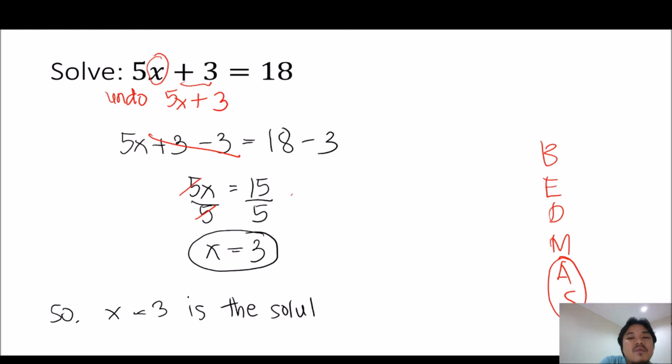So if you want to know if your answer is correct, all you have to do is to substitute 3 to x in the original equation. Okay, so I hope that is clear. Again, what you need to do is to undo the expression. To undo the expression, you need to follow the reverse order of operations.